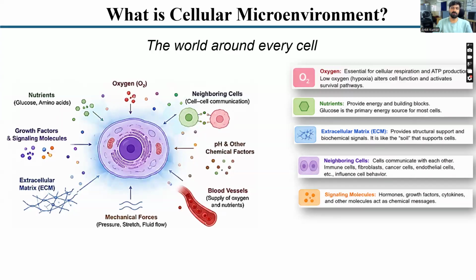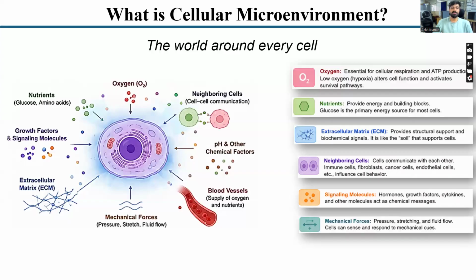And this is a very important part of this coursework actually. So, the hormones, growth factors, cytokines, and other molecules act as chemical messengers. Then there comes mechanical force, because in our body there are fluid flows: blood is flowing, there is intracellular fluid and extracellular fluid, lots of fluids are there and the flow is happening. All of these fluids produce some kind of shear stress, pressure, or stretching of the cell. So cells can sense and respond to all of these mechanical cues.